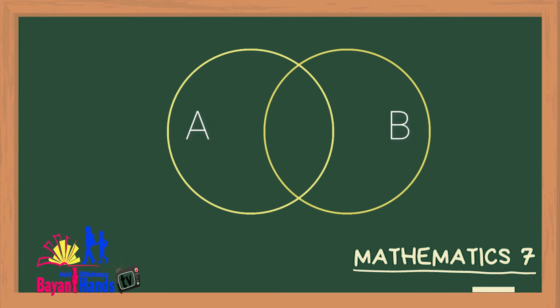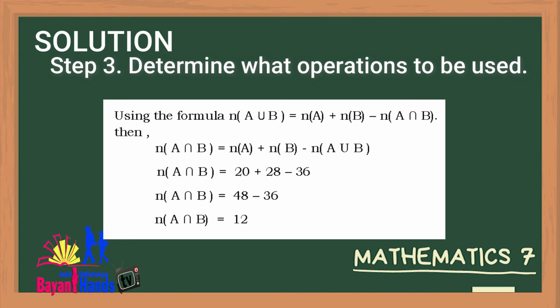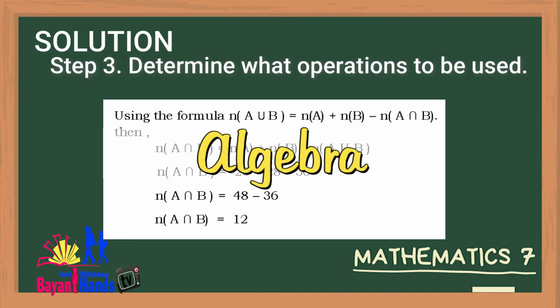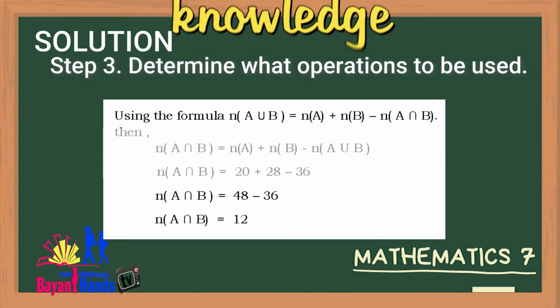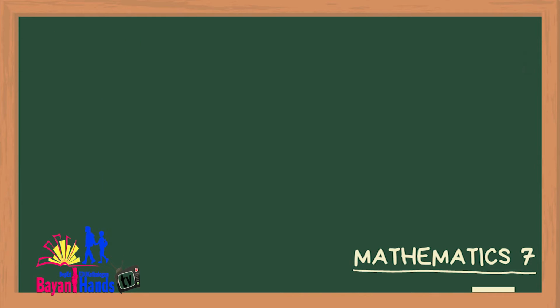The third step is to determine what operation to use. As you can see in the module, the solution is a bit complicated considering your knowledge in algebra. So, we will perform our solution using your knowledge about set operations but still come up with the answer. Now go back to the Venn diagram.